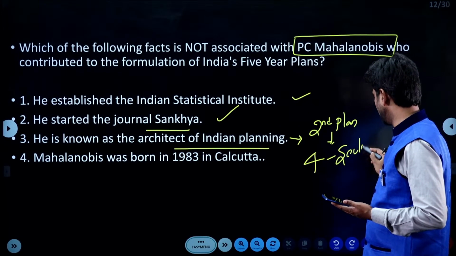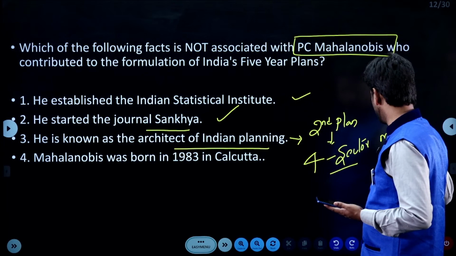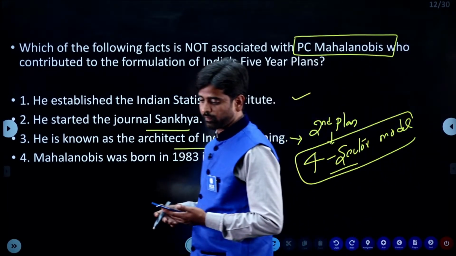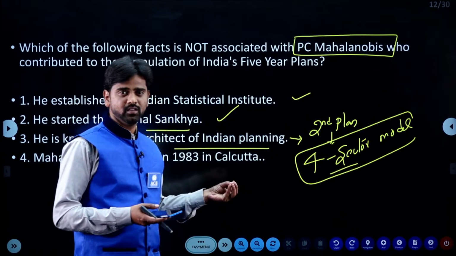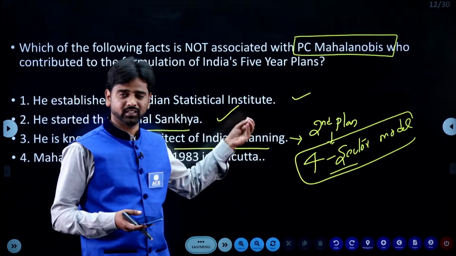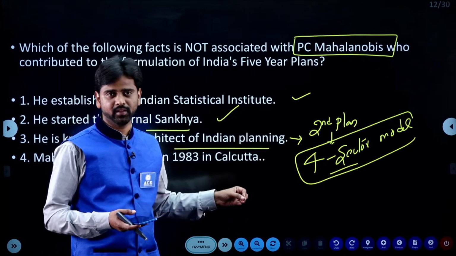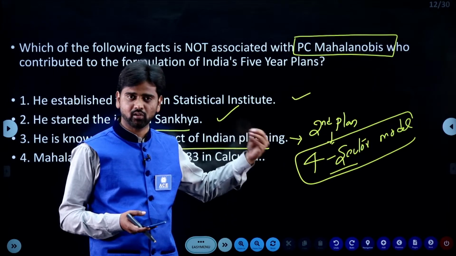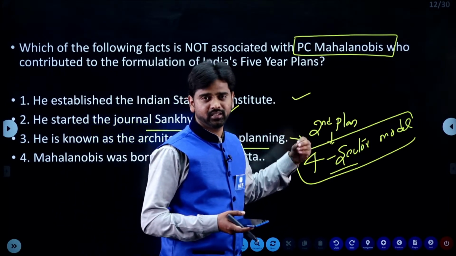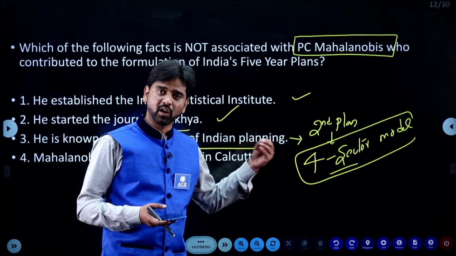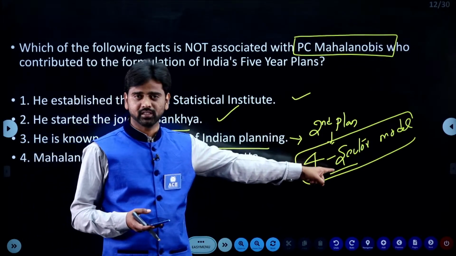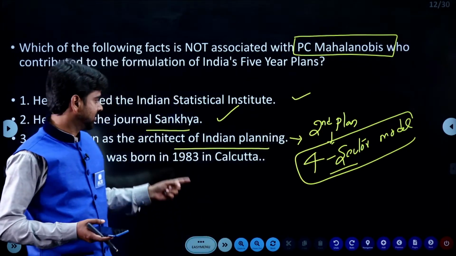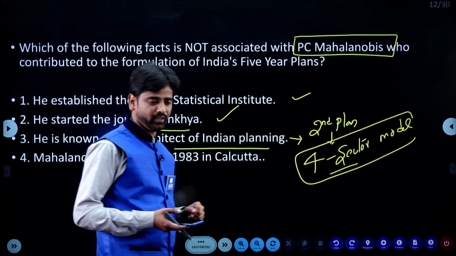I think many people are already aware of this one, the 4-sector model. He came up with what is called the 4-sector model, or the PC Mahalanobis model, guys. He laid the strong foundation of our industries, particularly the Bhilai Steel Plant, Rourkela Steel Plant, Durgapur Steel Plant, and Neyveli Lignite Corporation. All these iron and steel and heavy industries were established through this 4-sector model. He gave importance to these heavy industries and the major industries. That's the reason he is also known as the architect of Indian planning.